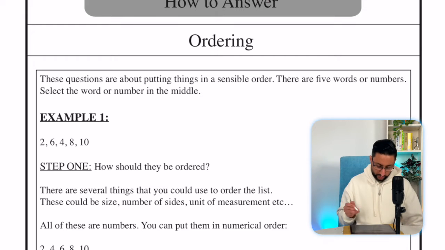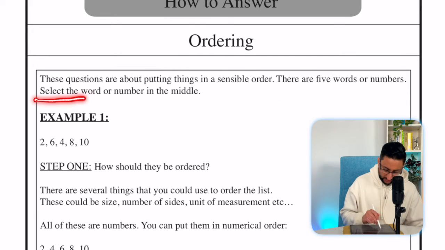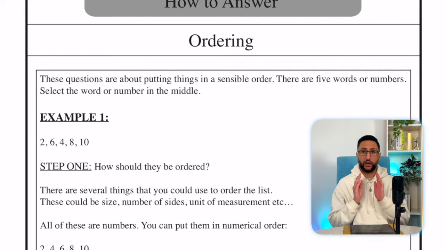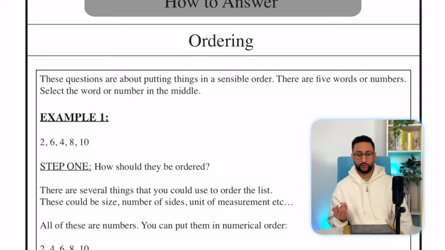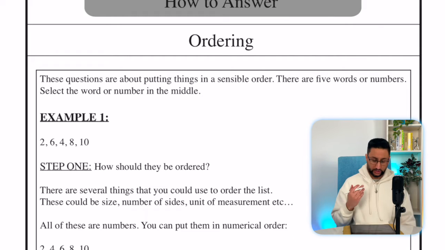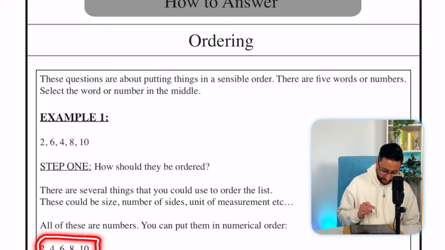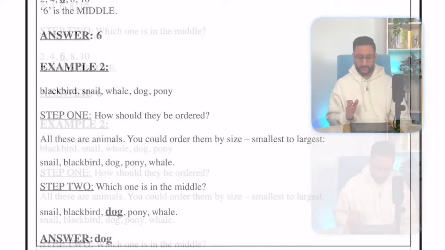So let's take a look at the examples. These questions are about putting things in a sensible order. There are 5 words or numbers sometimes, and your job is to select the word or number in the middle. Now for your first example, we've kept it really basic just so you can understand what we're doing. The list that we have for example 1 is 2, 6, 4, 8, 10. Obviously we're going to put them in size order. I generally put them from smallest to largest because it just makes the most sense. Obviously once you put these in order, you get 2, 4, 6, 8 and 10. And your middle value in step 2 is 6. So that's a basic example.